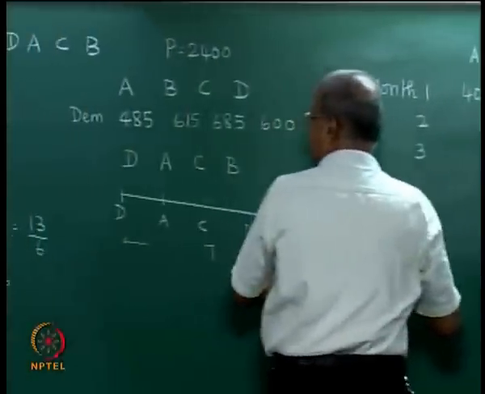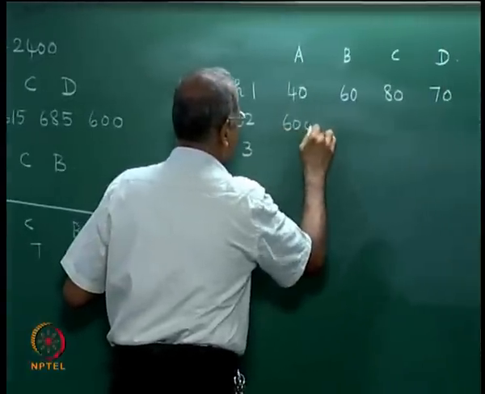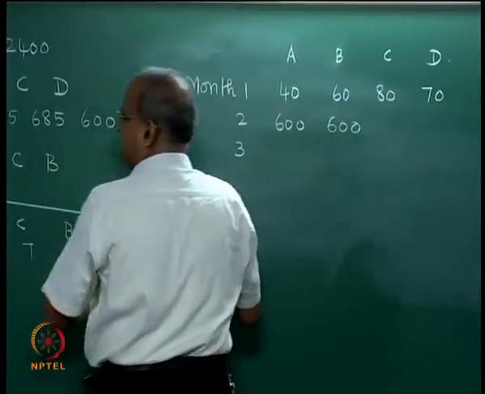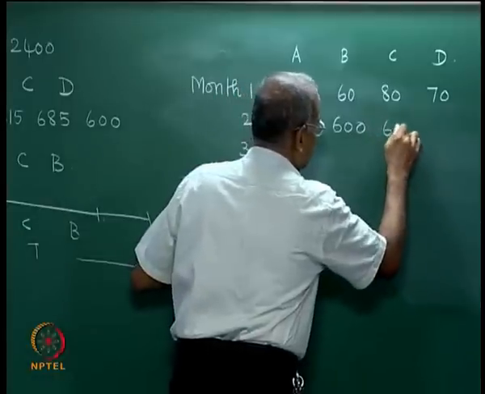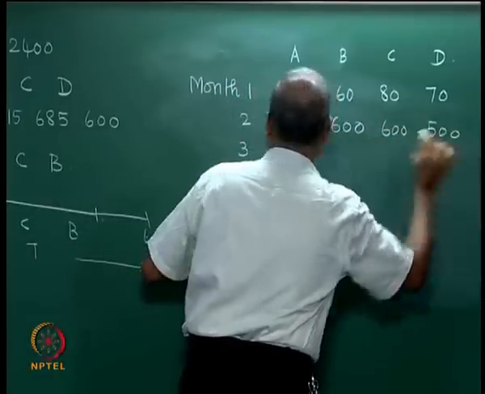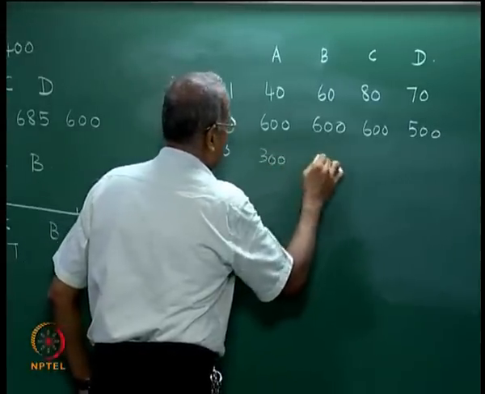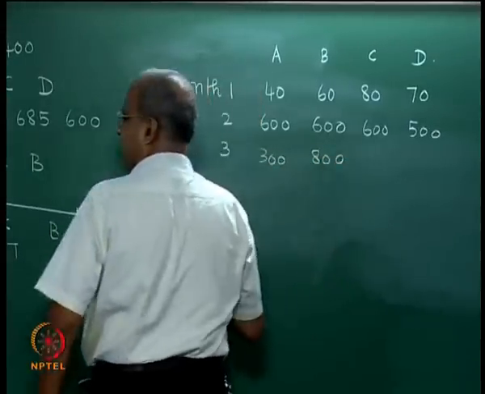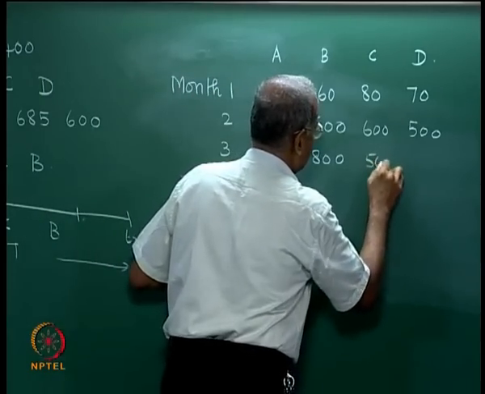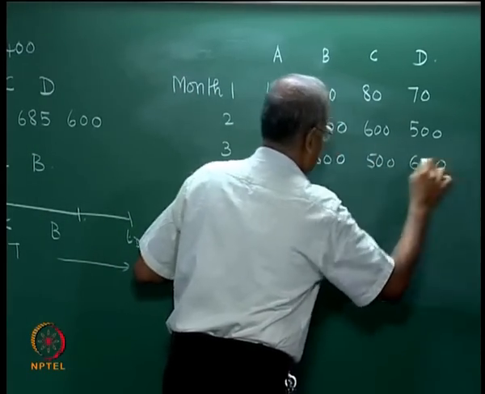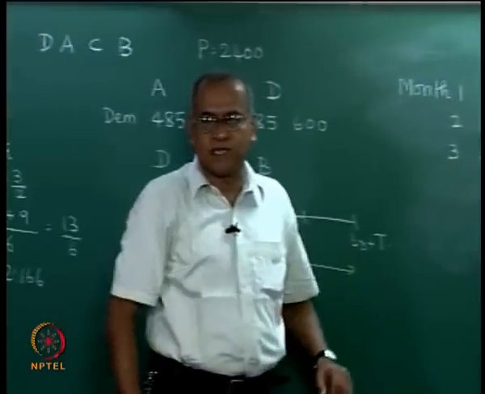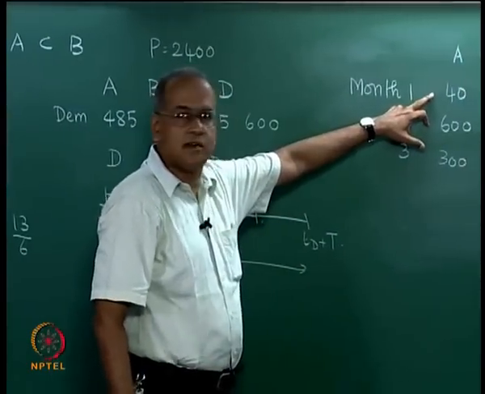The second month's demand would be 600, 600, 500, and then D3 would be 300, 800, 500 and 600. So, the data will now move to something like this, where 10% of this demand has to be met.